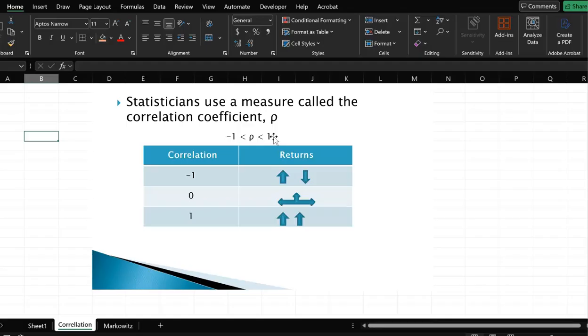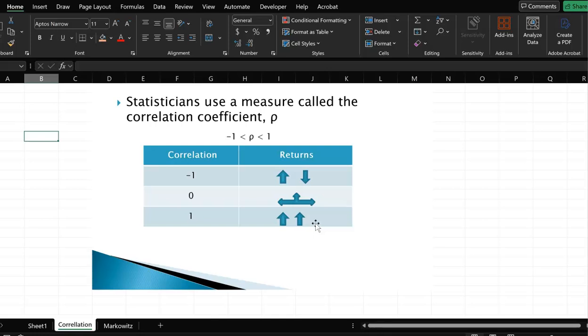Okay? If it is exactly -1, then that means that the returns of these stocks move exactly opposite each other. That is, when one goes up, the other goes down, right? And vice versa. If the correlation coefficient is exactly 1, then that means they move in the same direction all the time.